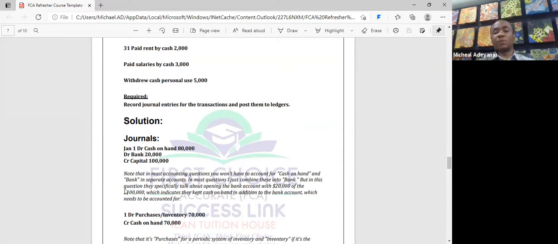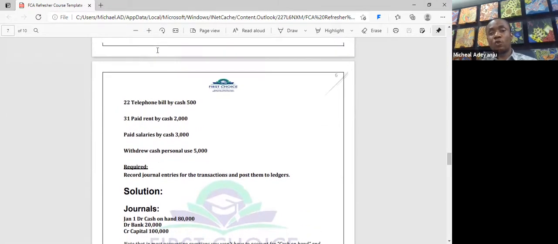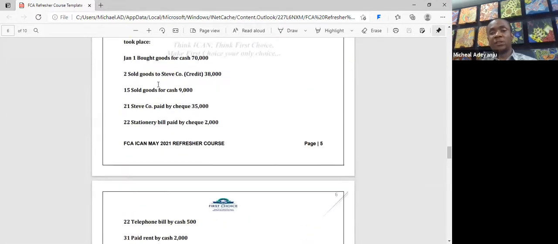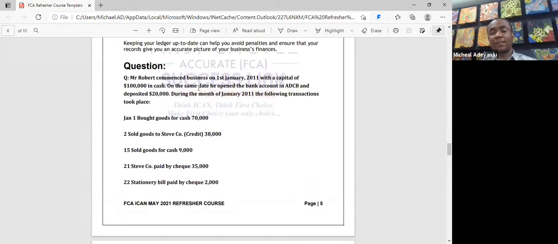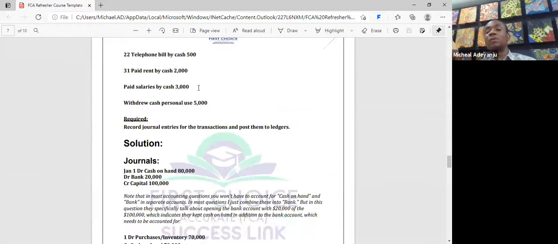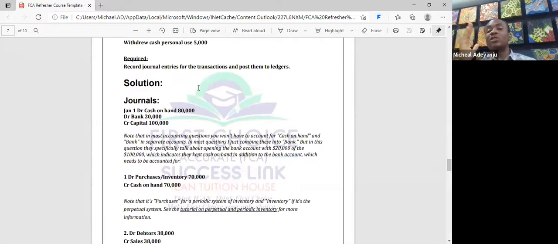So what are the journal entries we are preparing? How many transactions do we have? We have 1, 2, 3, 4, 5, 6, 7, 8, 9, 10. So we have 10 transactions that took place. And if it is 10 transactions, we are going to have 10 journal entries. And from there, we can now transfer them to our general ledger. Can we move on? Okay.